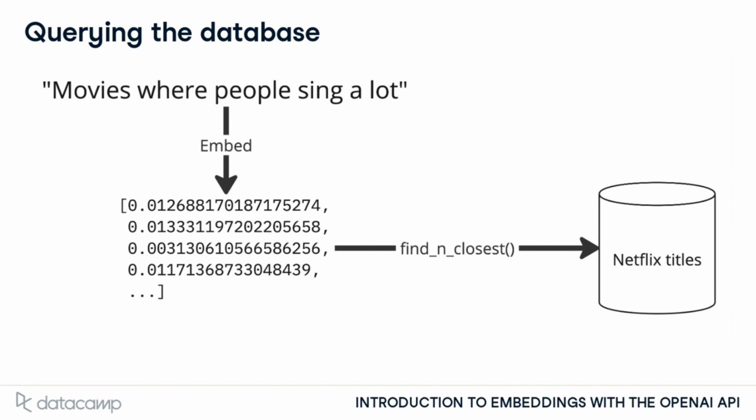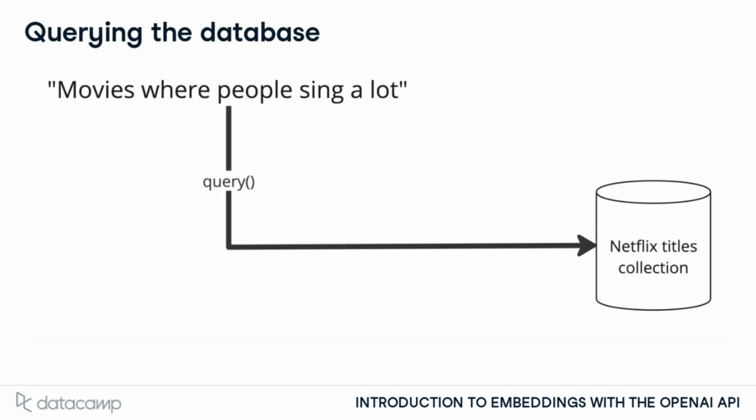Previously, we had to embed the query string to get a query vector, which was used to find similar embeddings in the dataset. With Chroma, we'll let the collection do the embedding, so we can pass our query string directly, and Chroma will take care of creating the embedding and performing the search.